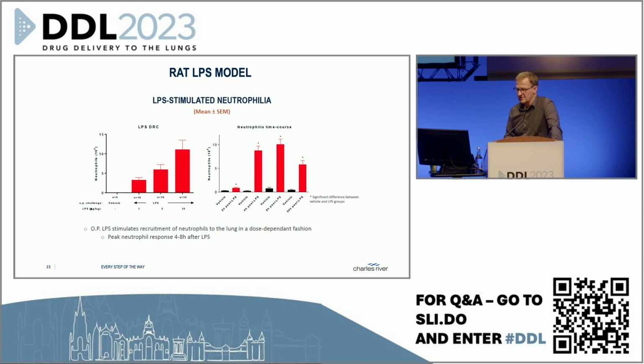And finally, this is just a time course of the neutrophilia. So there's increasing number of neutrophils with increasing dose of the lipopolysaccharide. And then the chart on the right indicates the time course, which is over 24 hours, indicating that the peak response in neutrophilia occurs 4 to 8 hours after inhalation LPS administration.